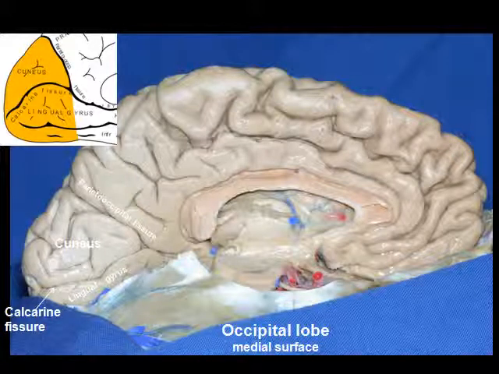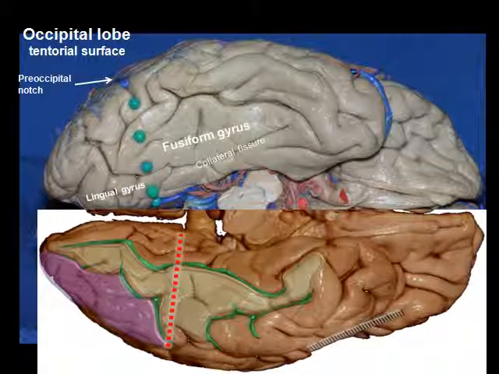The tentorial surface of the occipital lobe is limited in front by an imaginary transverse line through the preoccipital notch and consists of the posterior part of the fusiform gyrus, occipitotemporal convolution, and the lower part of the lingual gyrus, which are separated from each other by the posterior segment of the collateral fissure. End of section 14.